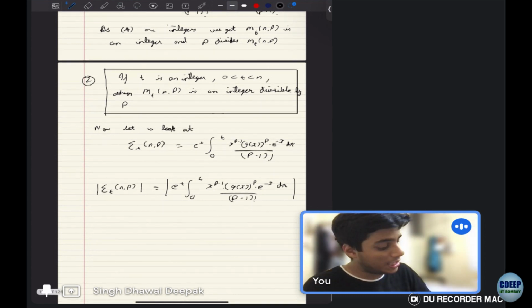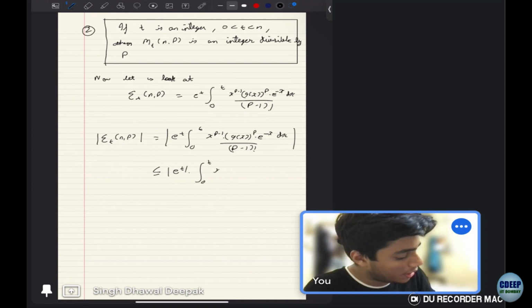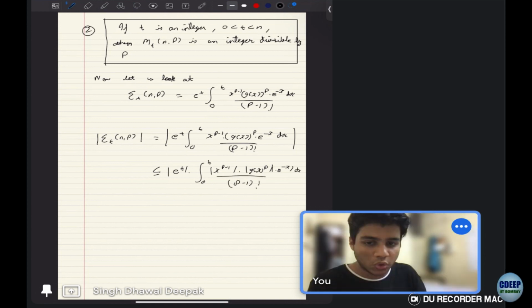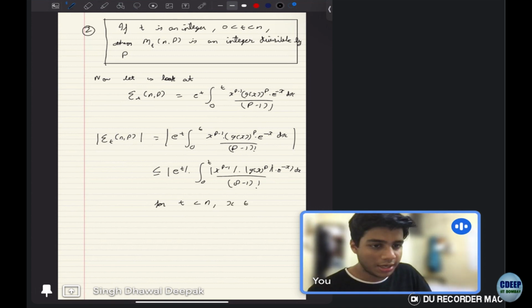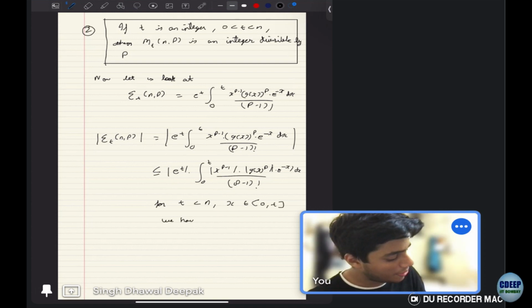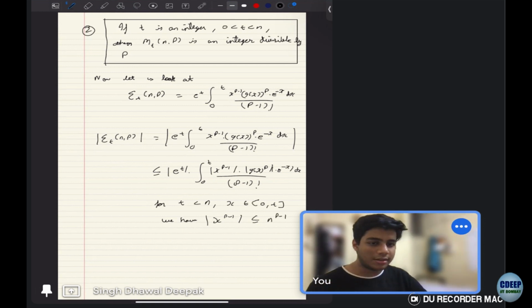Now, this is less than, again, of course, just using the inequality on the moduli, the integral of x^(p-1) mod g(x)^p e^(-x) mod dx divided by (p-1)!. Now for t less than n, x of course belongs in the limits of the integral, so it belongs to 0 to t. We have x^(p-1) is of course less than n^(p-1), because x is less than t and t is subsequently less than n. So x^(p-1) is less than n^(p-1).